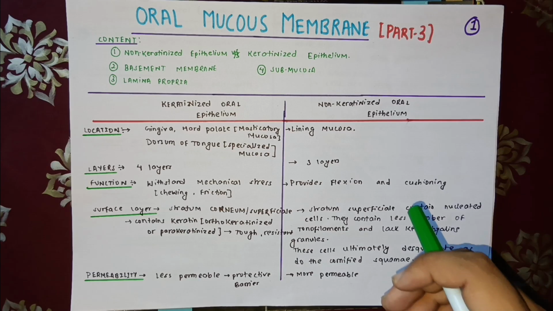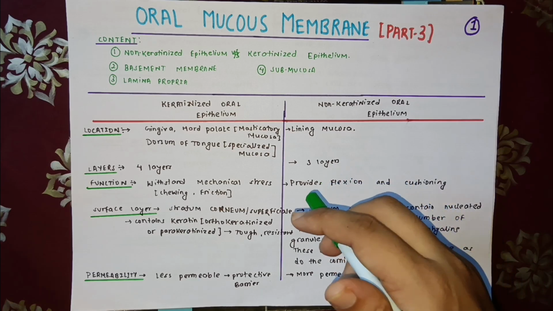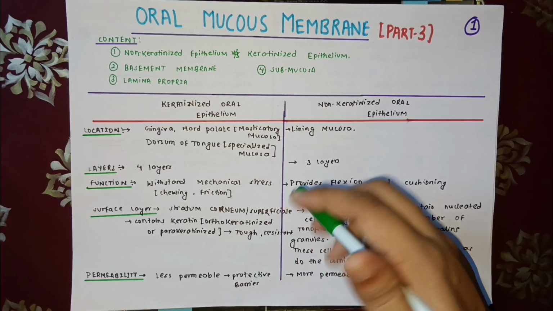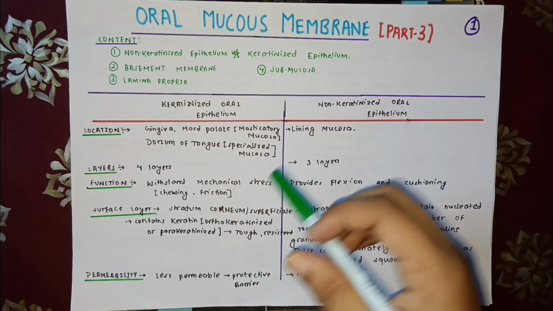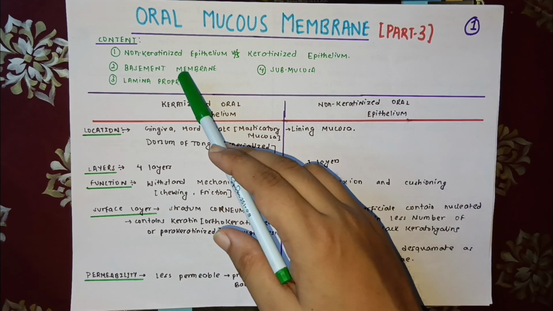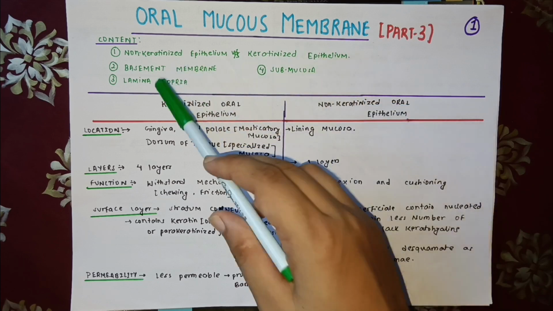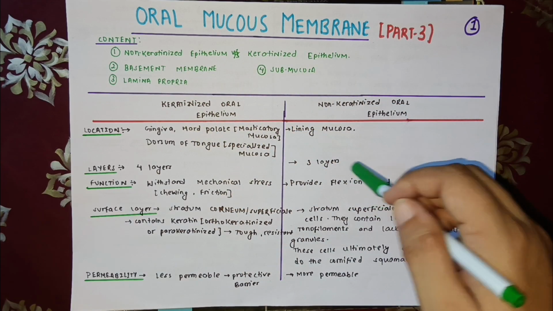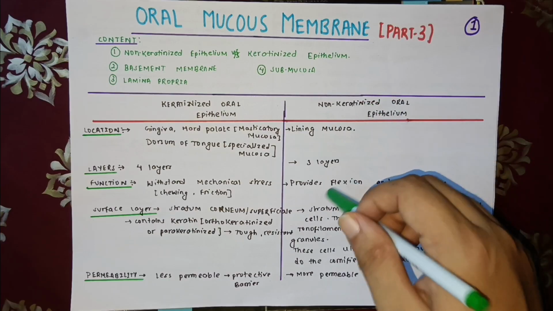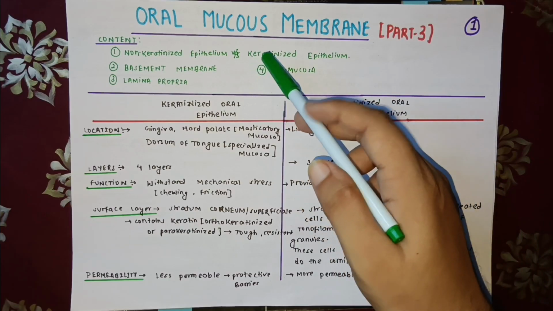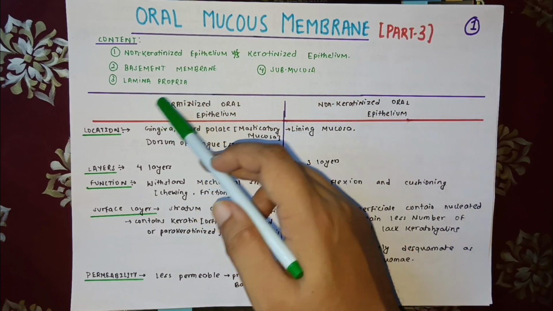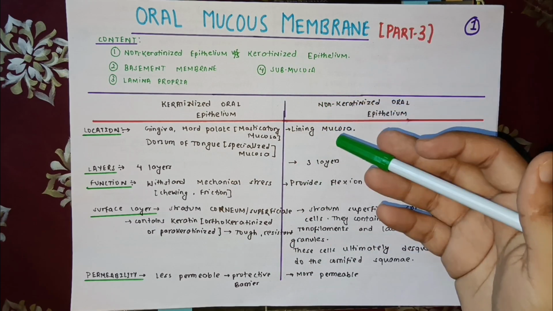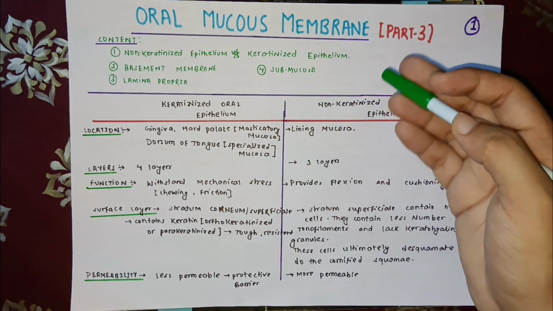So this is part 3 of the oral mucous membrane, and we have covered keratinized oral epithelium in the previous video. In this video we will discuss the difference between the keratinized and the non-keratinized epithelium, so the points of the non-keratinized epithelium will also come in this video. After that we will cover basement membrane, and then lamina propria and the submucosa, and in upcoming videos we will cover the remaining topics of this chapter.